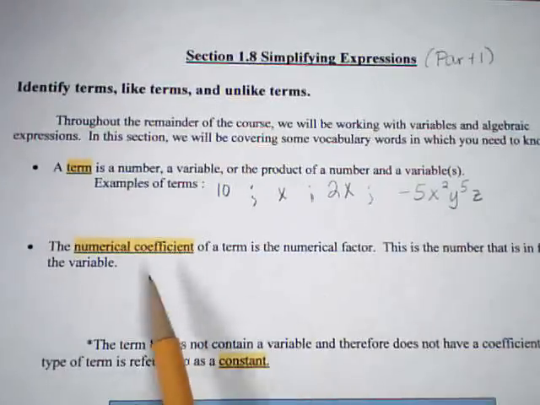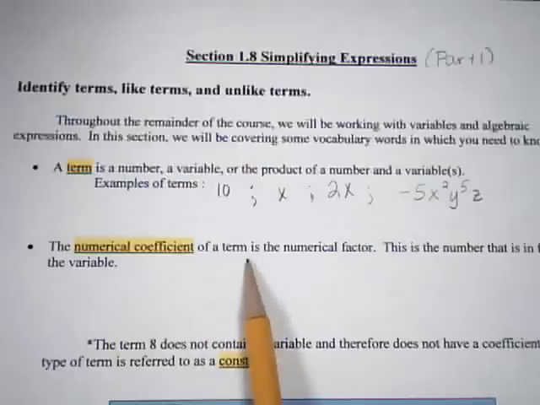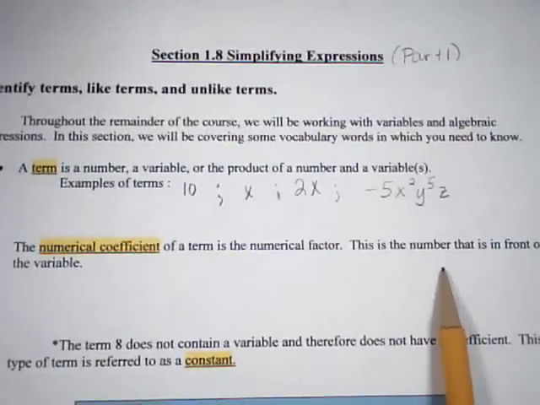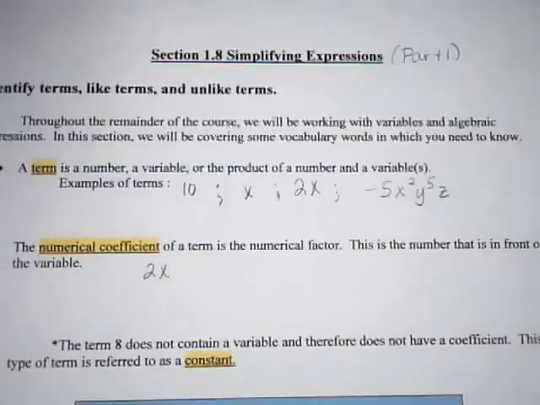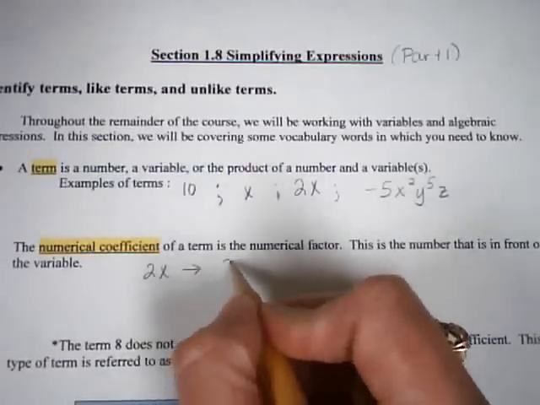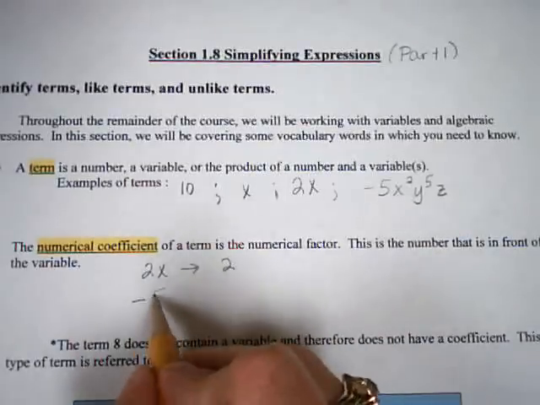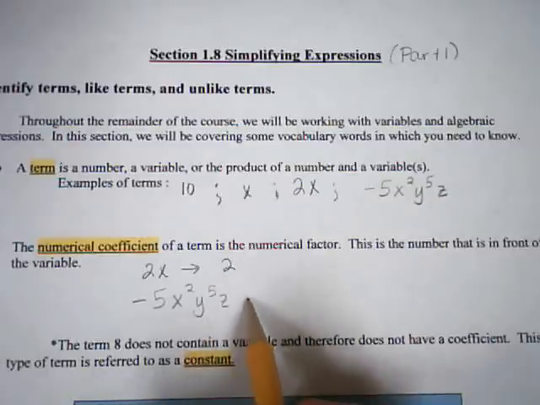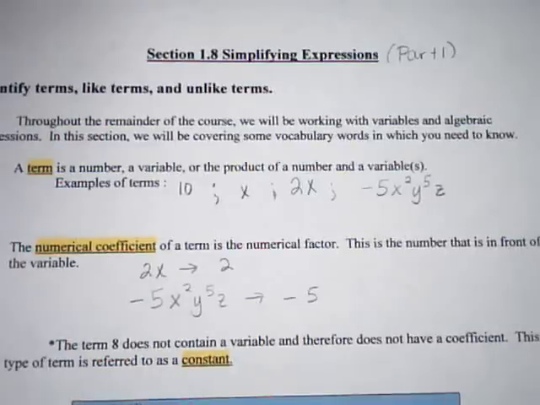Every variable term has what we call a numerical coefficient, and we typically just shorten this and say the coefficient of a term is the numerical factor. This is the number that's in front of the variable. So if I have the term 2x, then I say its coefficient is just the number 2, the number that's in front of the variable. In my term above, -5x squared, y to the 5th, z, my coefficient would be -5. So you keep the sign with your number.